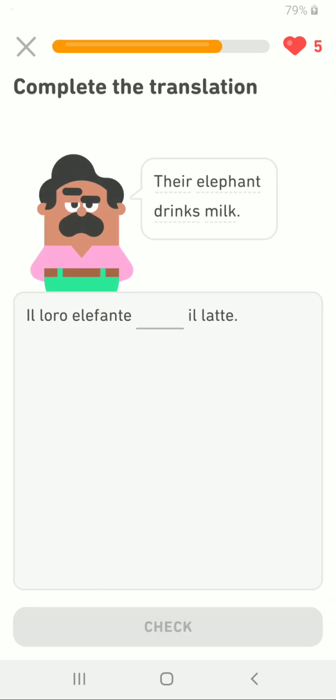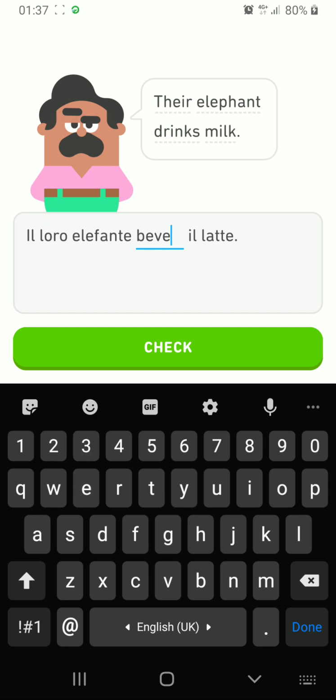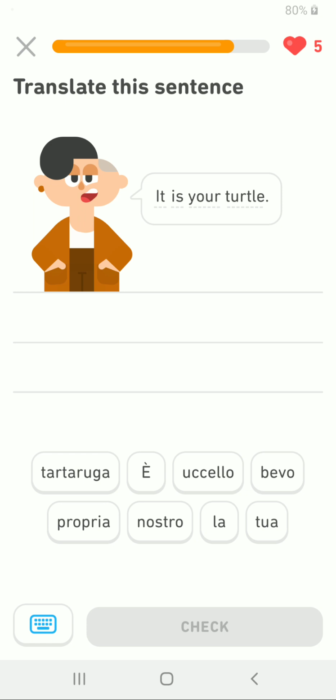So the elephant. Il loro elefante. Notice that if you have to use the corresponding possessive adjective, it's just loro. It stays the same. So il loro elefante, gli elefanti, so it's plural. Don't get confused: elefanti is a plural form of elefante. Il loro elefante beve il latte. Drink the milk, latte, you know, if you like coffee, latte, cappuccino, and so on.